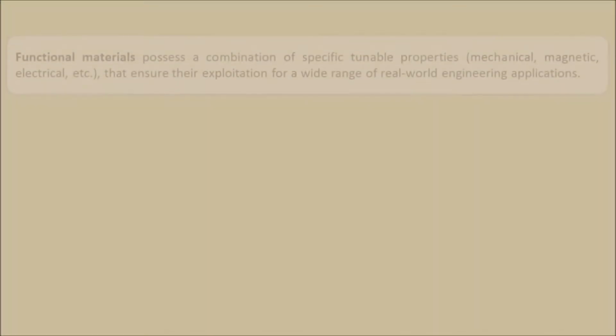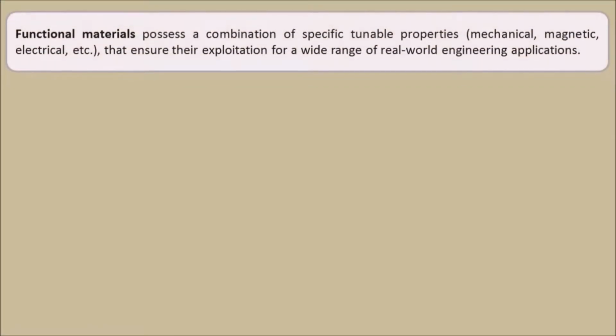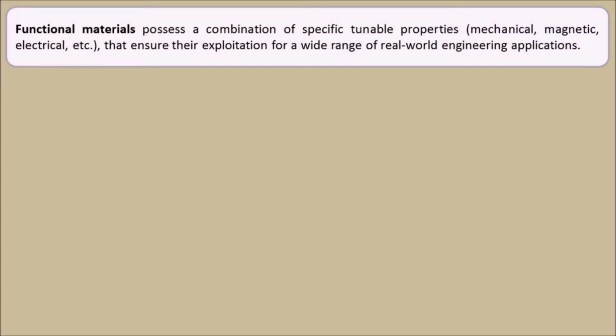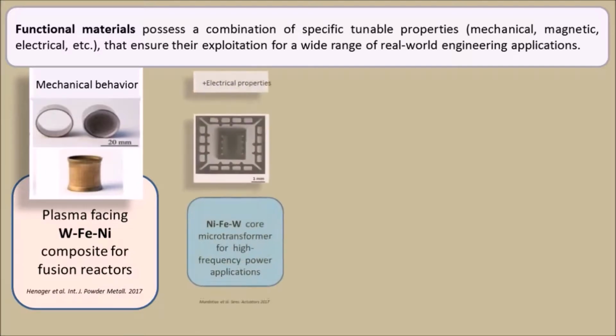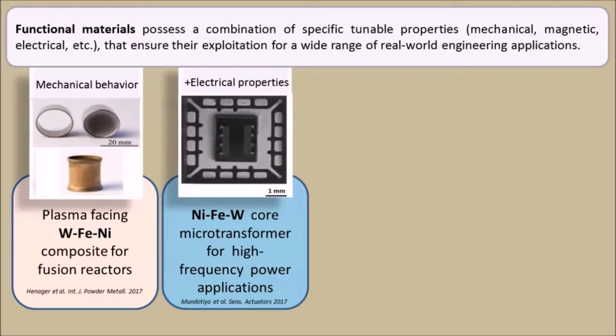Functional materials possess a combination of specific tunable properties that ensure their exploitation for a wide range of real-world applications. Ductile and tough tungsten-iron-nickel composite, fabricated by vacuum diffusion bonding, is a solid material of choice for fusion reactors, while electrodeposited nickel-iron-tungsten alloy has excellent magnetic and electric properties and is used to fabricate microtransformers.